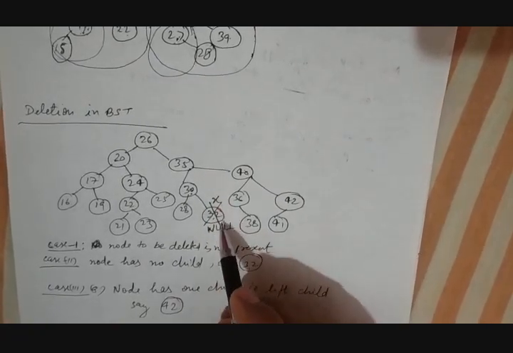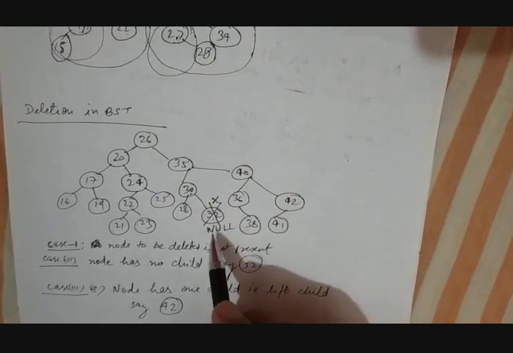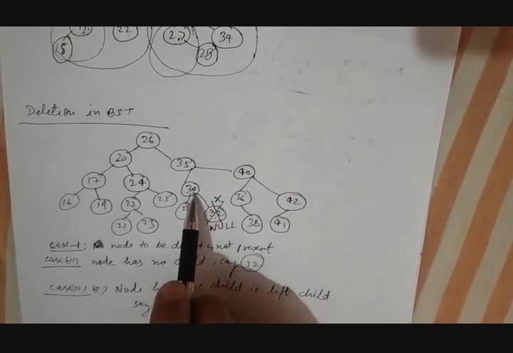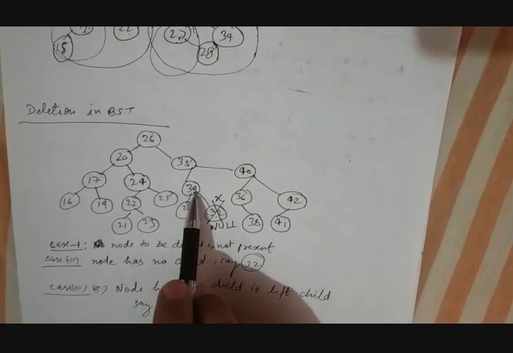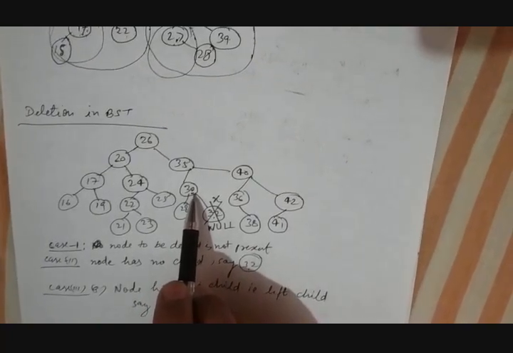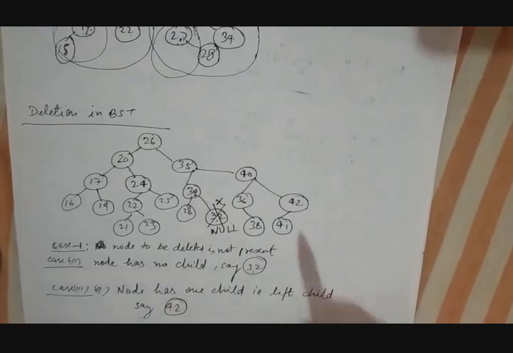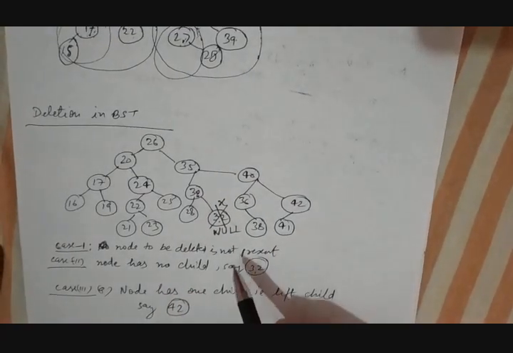Suppose this is x, so we will call free of x. Since we are deleting this node, the right child of this node with key value 30 will become null, and we will say that the right child of the parent of X is equal to null. So this is a very simple deletion.